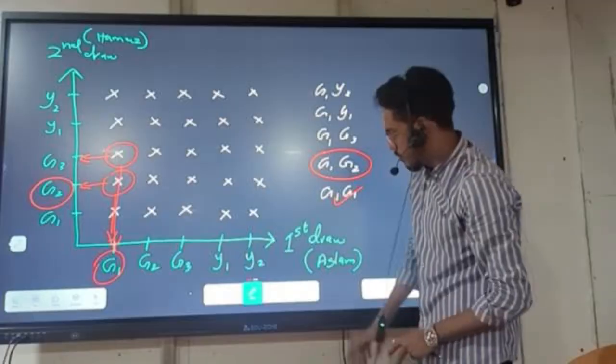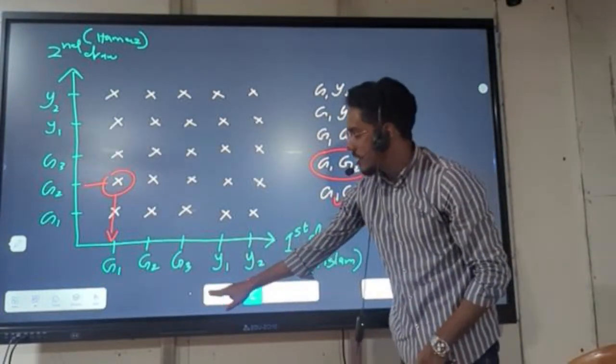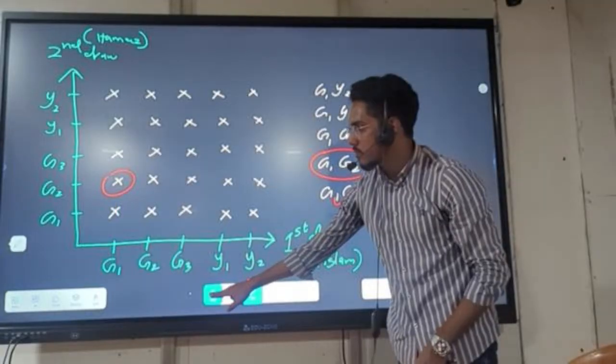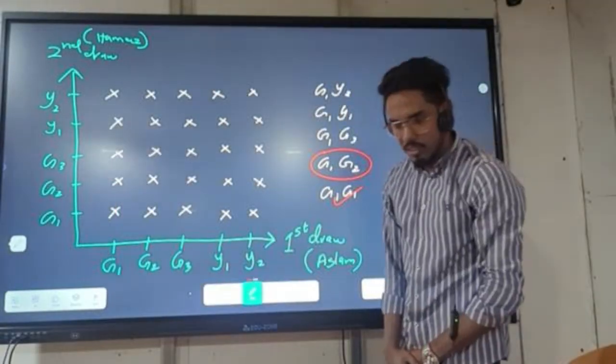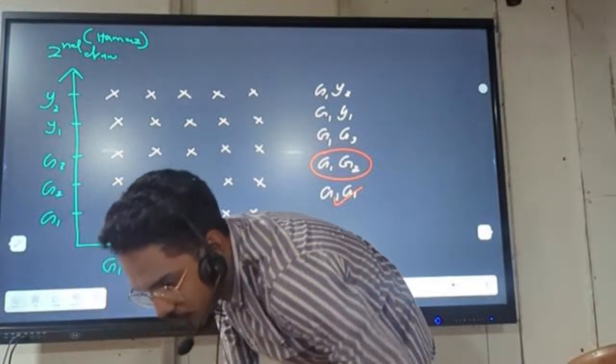Is the point clear now, Maria? We are representing the same thing using cross symbols now. Clear? Any other questions, any doubts?